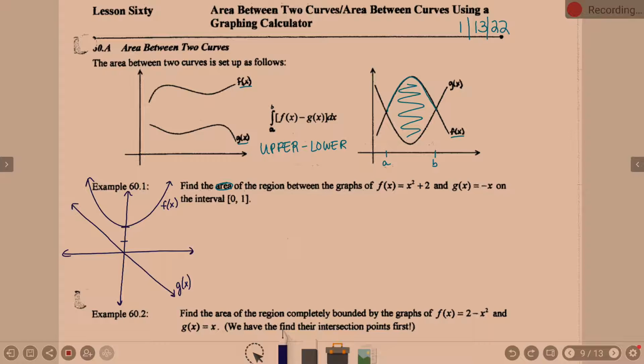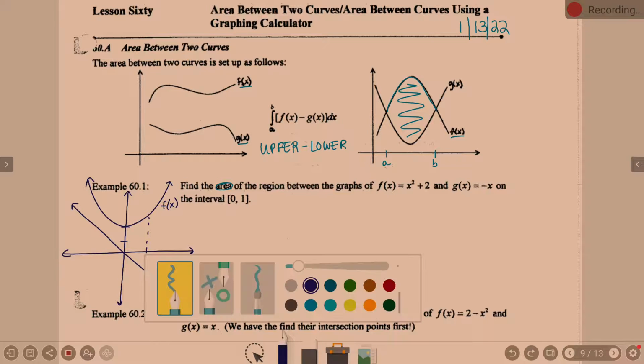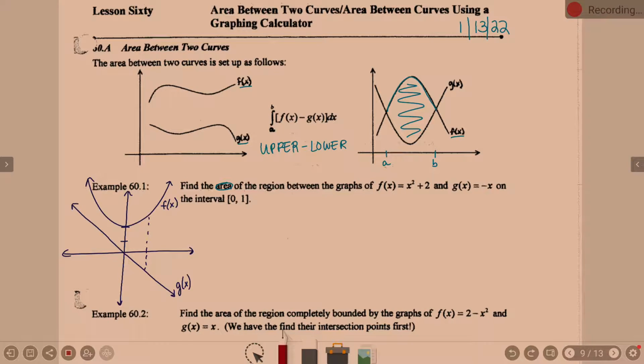And it says on the interval from 0 to 1. So 0 is represented by the origin, the y-axis. 1 is represented by this tick mark right here. And if you think about a vertical line there, do you see the area we are finding?